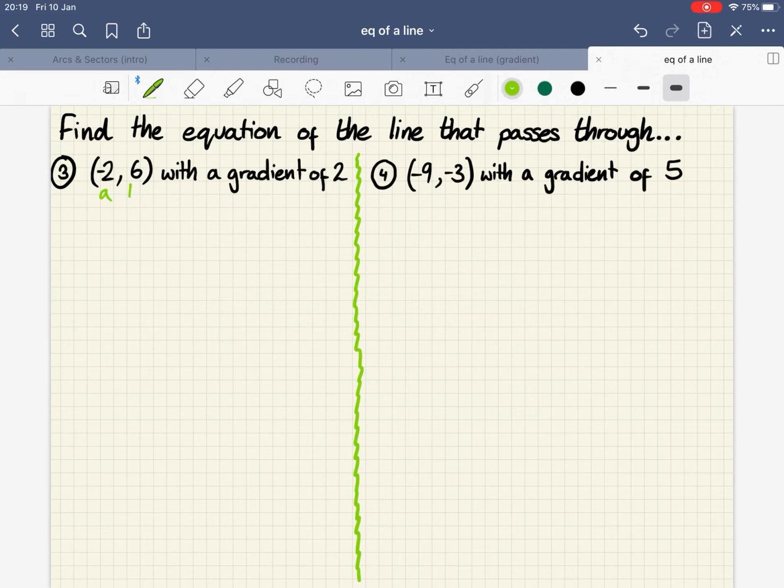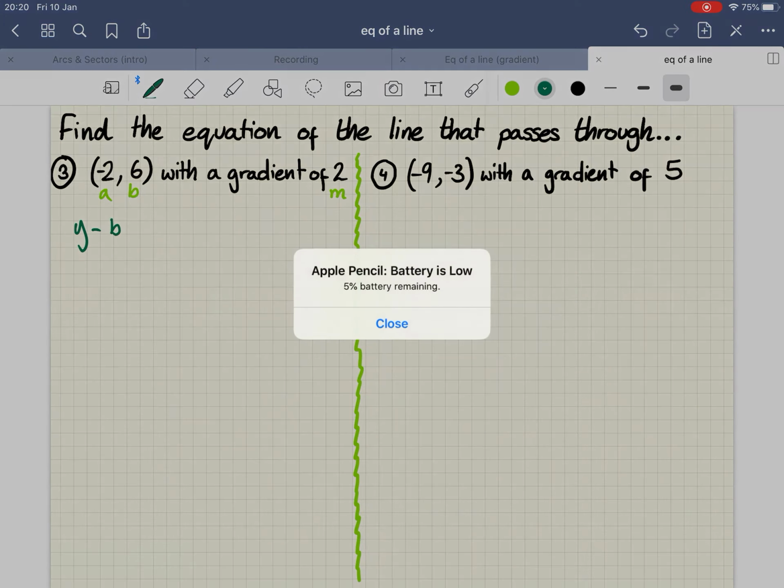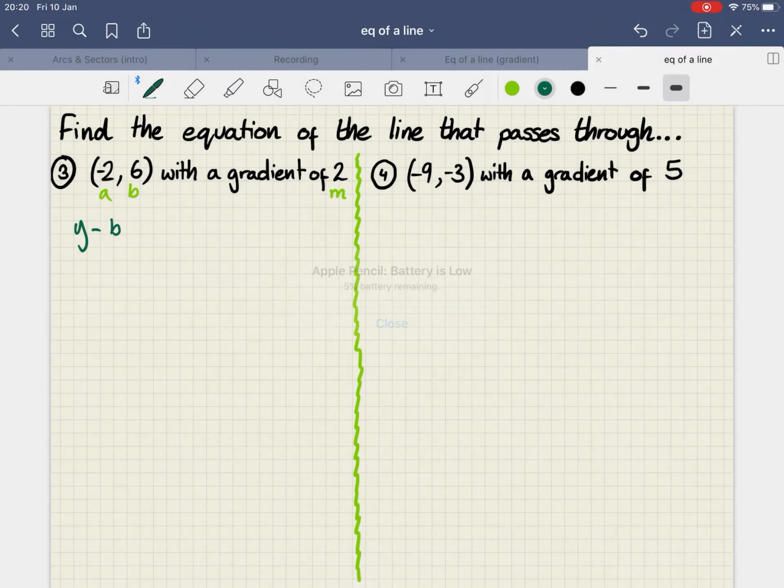So we have our a, our b, and now gradient m. So y minus b. Oh, there we go. Sorry, didn't even see my message there. So, right. Yeah, still working.